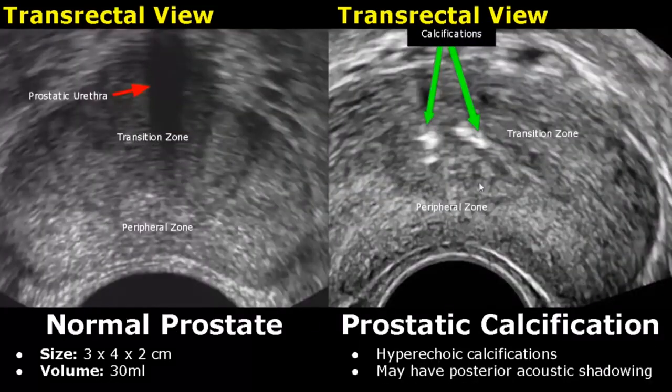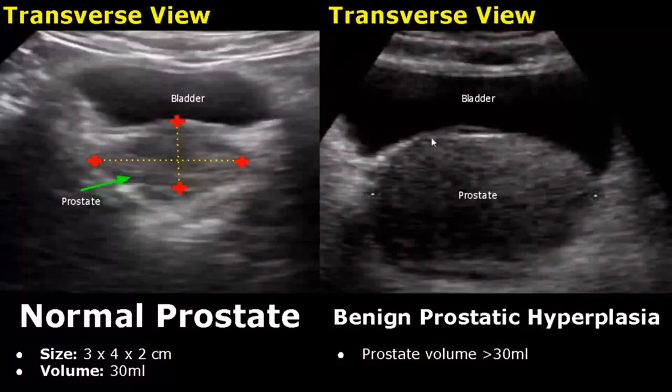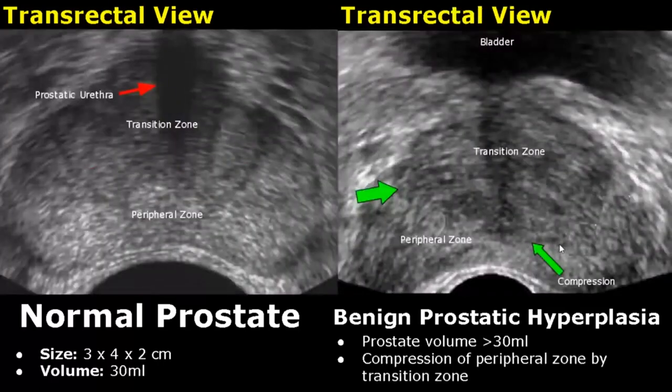Calcifications in the prostate appear hyperechoic and may have posterior acoustic shadowing if the calcifications are large enough. Benign prostatic hyperplasia is an abnormal enlargement of the prostate. The prostate volume will be greater than 30 milliliters. We can see an enlarged prostate here. In a transrectal view, we can see more detail. BPH occurs in the transition zone, and we can see compression of the peripheral zone by the transition zone.